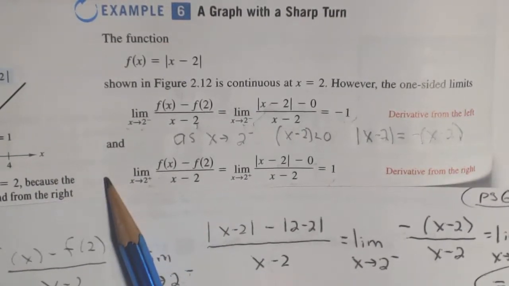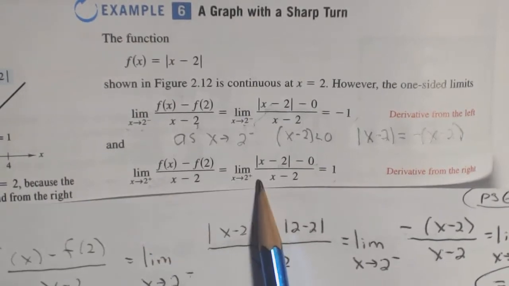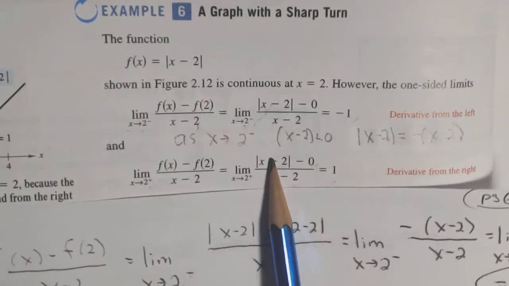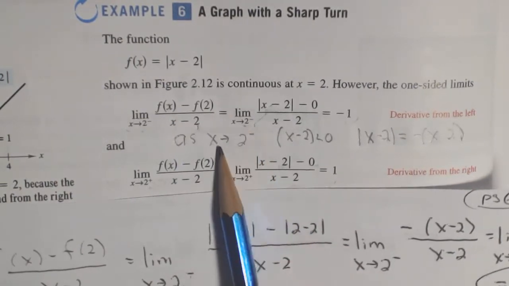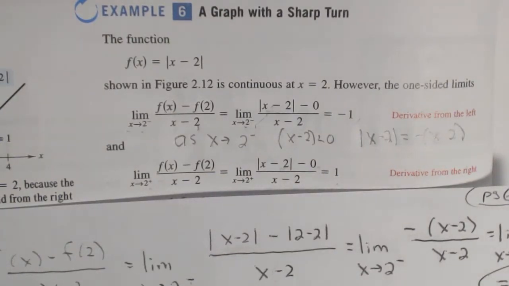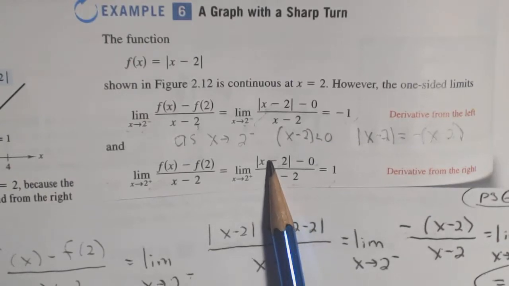Okay, in this case, on the x approaching 2 from the right, again, this is a one-sided derivative. This is f prime of 2 from the right side. So notice right here, f of x, that's your absolute x minus 2. F of 2 is 2 minus 2, which is 0. So our question is, how do you get rid of the absolute values?